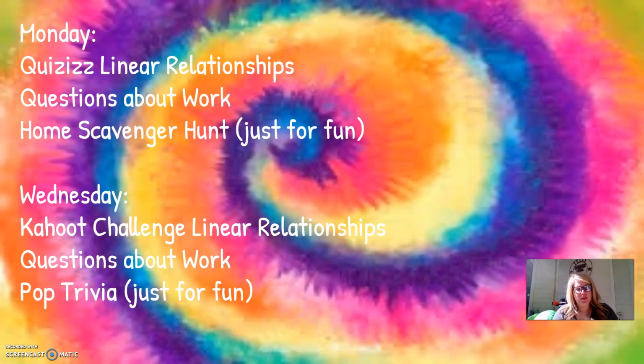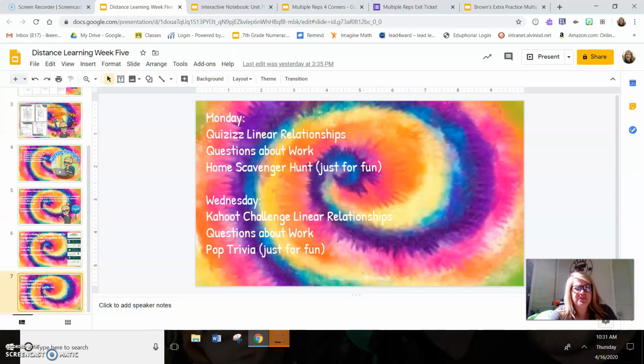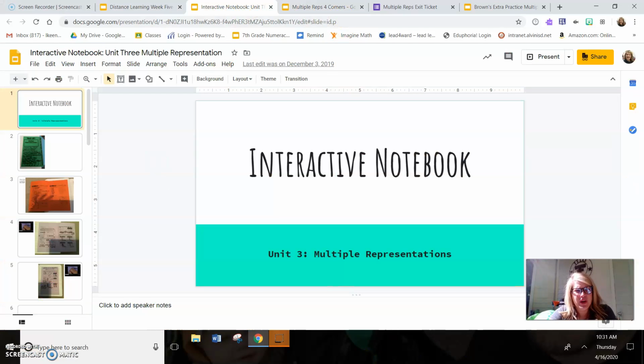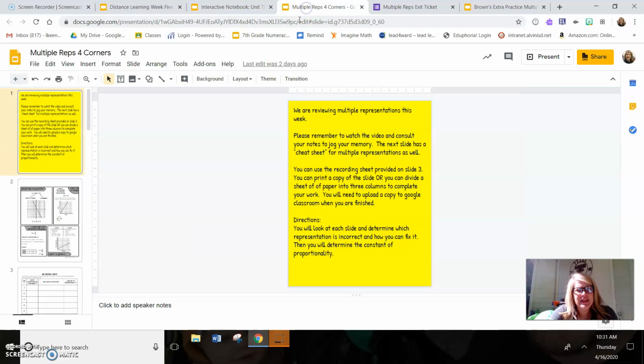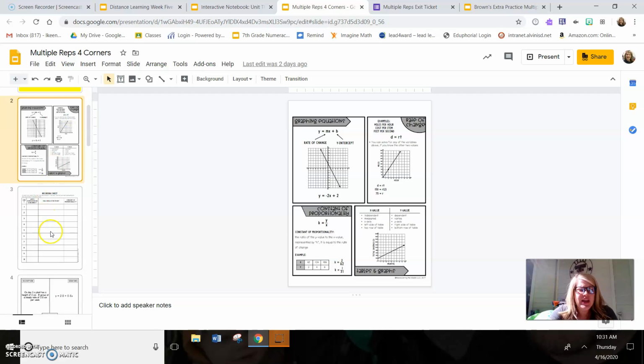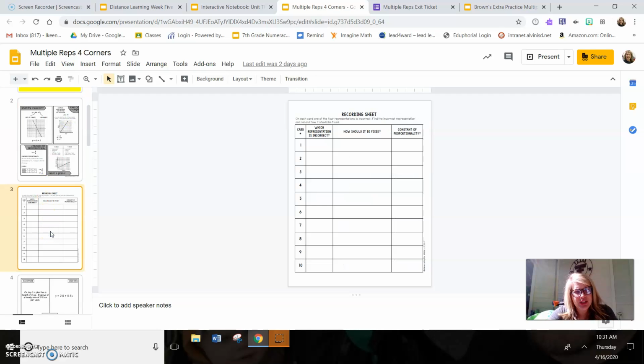Let's go over the activities for the week. Let me get out of this. Okay, so like I mentioned before, your interactive notebook notes are linked, okay? This is the multiple representations Four Corners activity. Sorry, I could not get the words out. I also included in these slides a cheat sheet. Here is your recording sheet, or you can do this on a piece of paper.